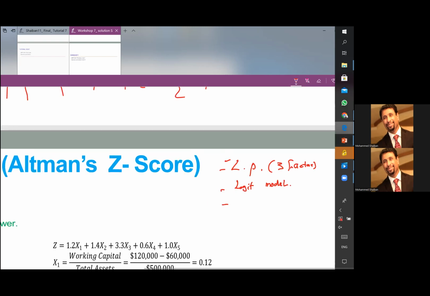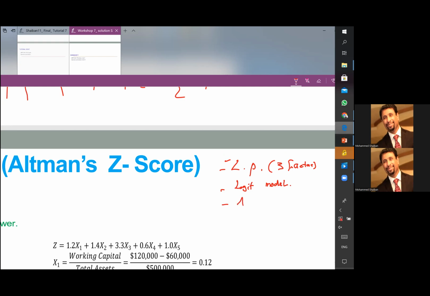And we didn't talk about the logit model. It's a statistical treatment to make the Z between 0 and 1, because this one can be more than 1 or less than 0, which doesn't make any statistical meaning. So the logit model means the dependent variable, the Z value, will be between 0 and 1. You don't have to worry about those statistical things. So the logit model is there to solve this problem.